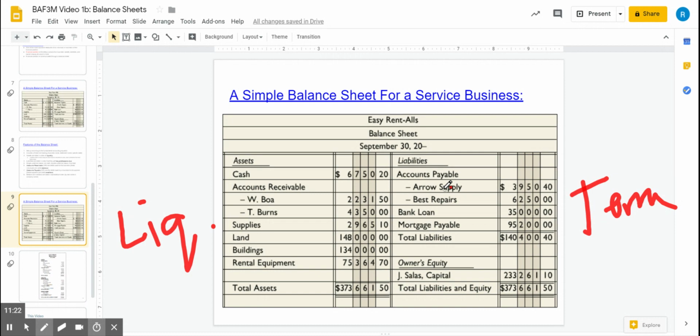So for example, if we get, let's say, deliveries to our vending machine every 2 days, we might not actually pay them cash every 2 days. We might just pay them at the end of the month or at the end of every 3 months or something like that. So until we pay them, we consider it an account payable, but it's just a regular account. So we just put the name of the person we owe money to. So that's an account payable.